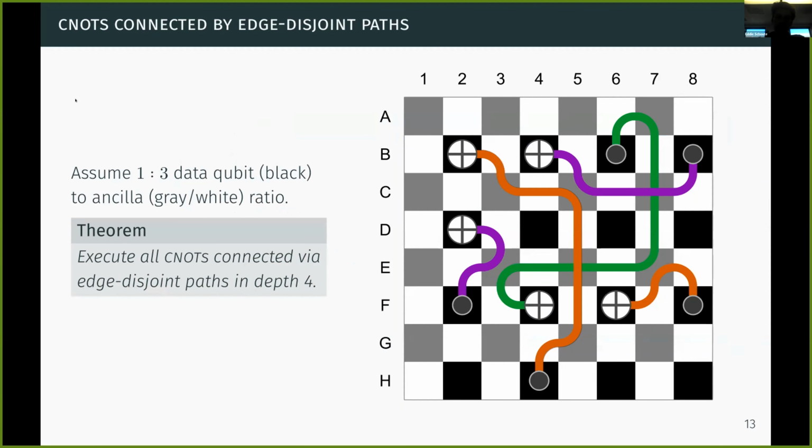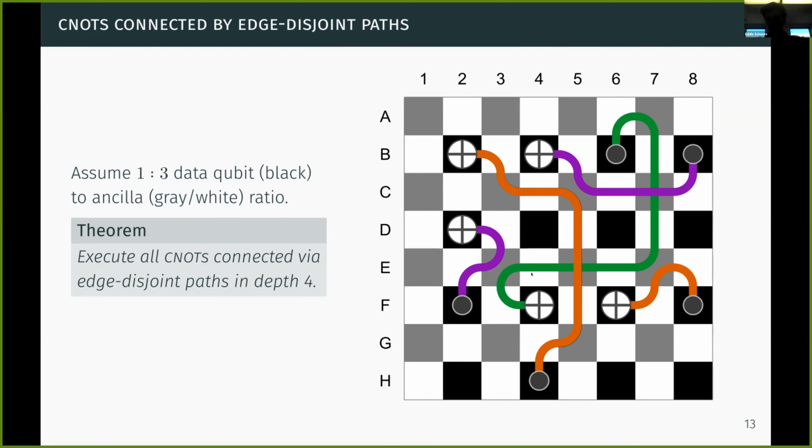All right, so our contribution is actually to make this slightly more powerful. To do that, we first need to assume a 1:3 data qubit to ancilla ratio. And remember, we will account for that in the space-time cost, because our space has now blown up by a factor 2. And we show in the paper that we can actually execute all CNOTs that are connected via edge disjoint paths in depth 4. So the vertex disjoint path was depth 2, but the edge disjoint paths was depth 4.